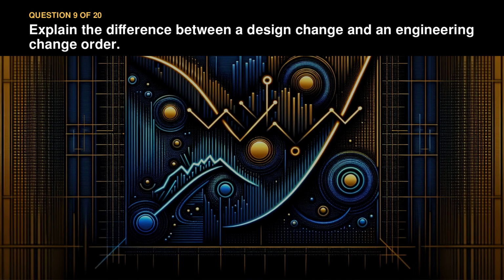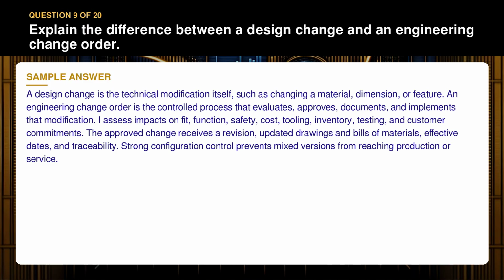Question 9. Explain the difference between a design change and an engineering change order. A design change is the technical modification itself, such as changing a material, dimension, or feature. An engineering change order is the controlled process that evaluates, approves, documents, and implements that modification.